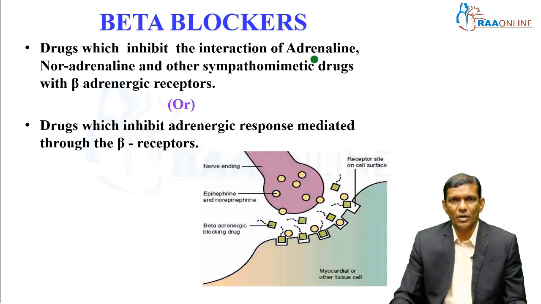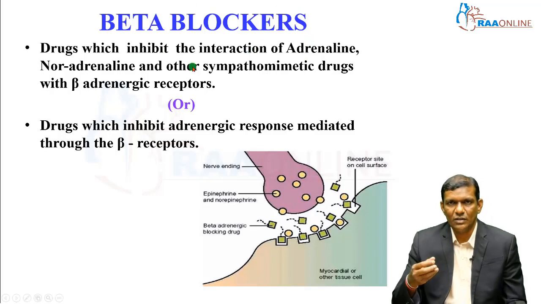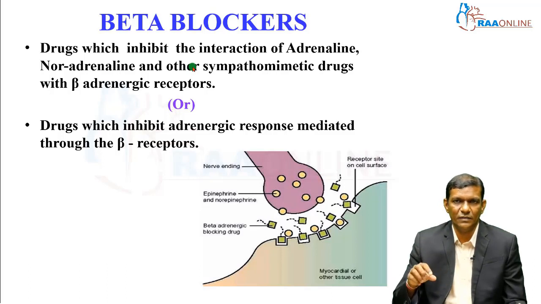So coming to the beta blockers, what are they? They are drugs that inhibit the interaction of catecholamines, for example adrenaline and noradrenaline. Noradrenaline is the neurotransmitter released from the sympathetic nerve endings. When it binds to the postsynaptic alpha adrenergic receptors, it can produce an increase in BP, and if it acts on the beta receptors in the heart, it increases the heart rate, and so on.